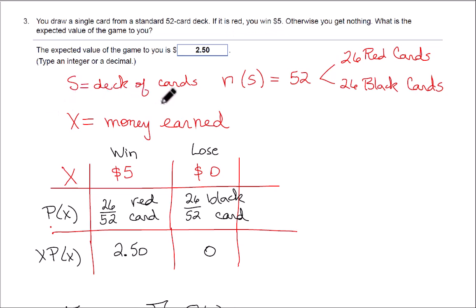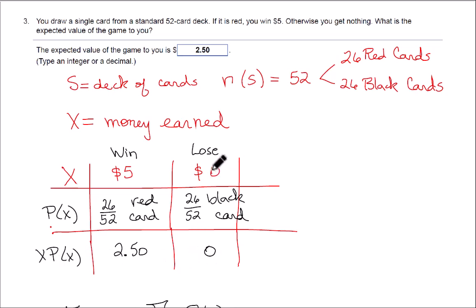S is my deck of cards. There are 52 cards in the deck, 26 red, 26 black. So X represents the money that we're going to earn. If we win, $5. If we lose, $0. So what's the probability of winning? Well, winning was getting a red card. So there's 26 out of 52, which is 1/2. And then 1/2 times 5 is 2.50 for my row of x times the probability.